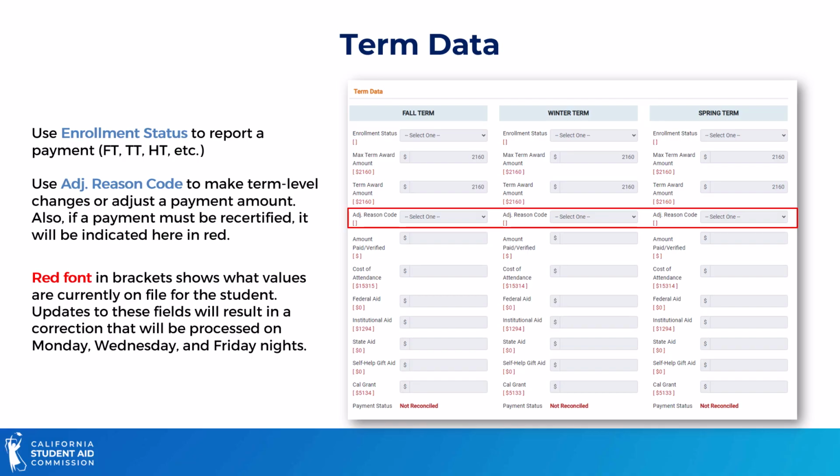Red font in brackets shows what values are currently on file for the student. Updates to these fields will result in a correction that will be processed on the following processing day, which are Monday, Wednesday, and Friday nights.